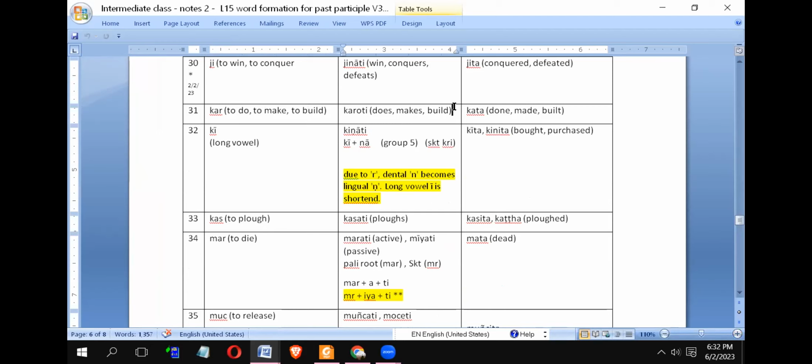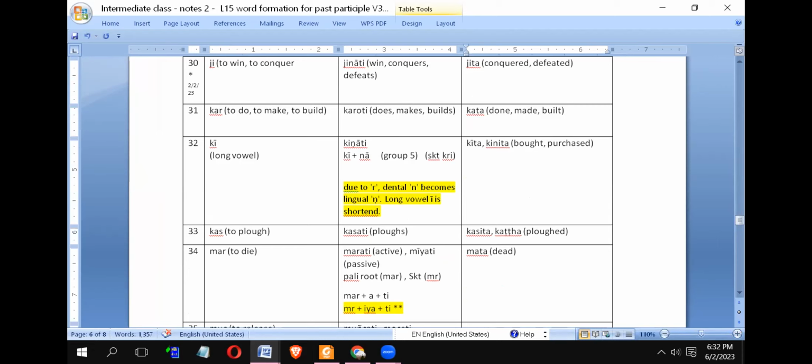And then the present tense will be karoti: does, makes, builds. Okay. And then the past participle, kata. Alright, so it's very easy. Now I can use my computer. Kar plus ta. Right, so you just change it to kata.